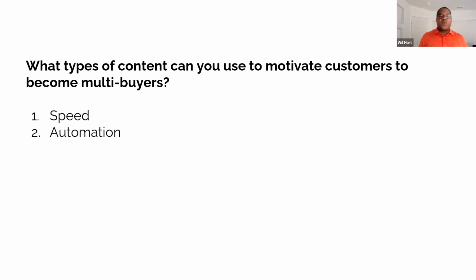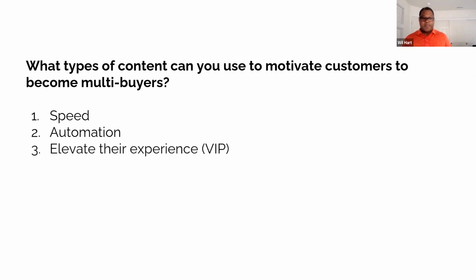Automation is another way that you can help someone become a multi-buyer. They can pay for things to be done faster. Maybe you show them how to do a thing, your product shows them how to do it, but maybe with automation, you make it easier in some way. You make it easier for them to accomplish their goal or to solve their problem.